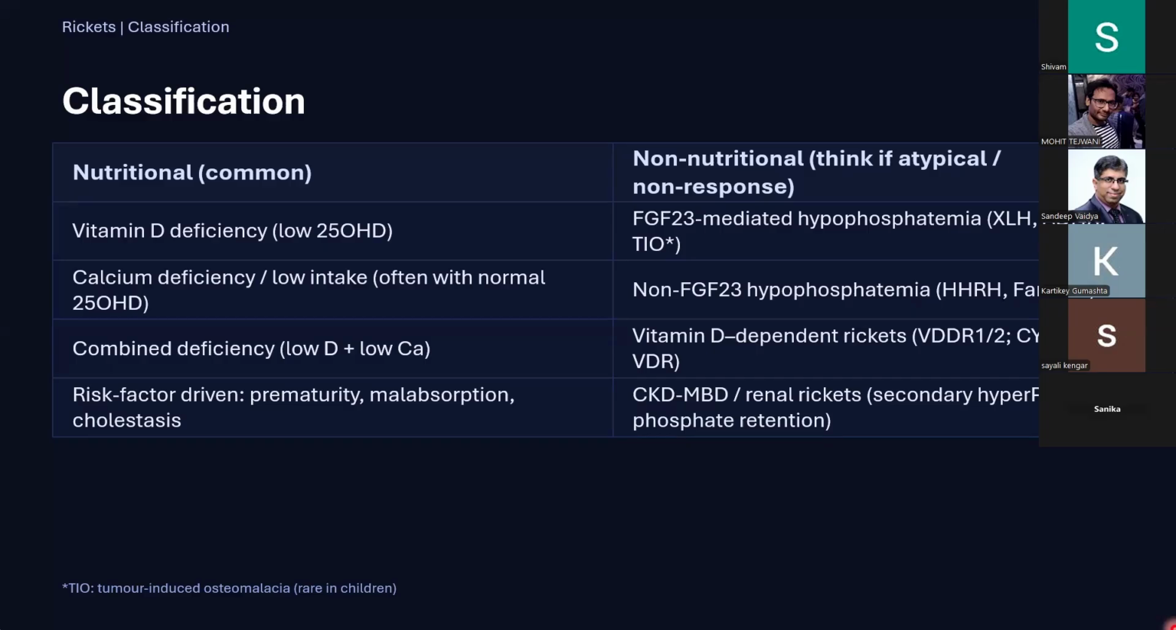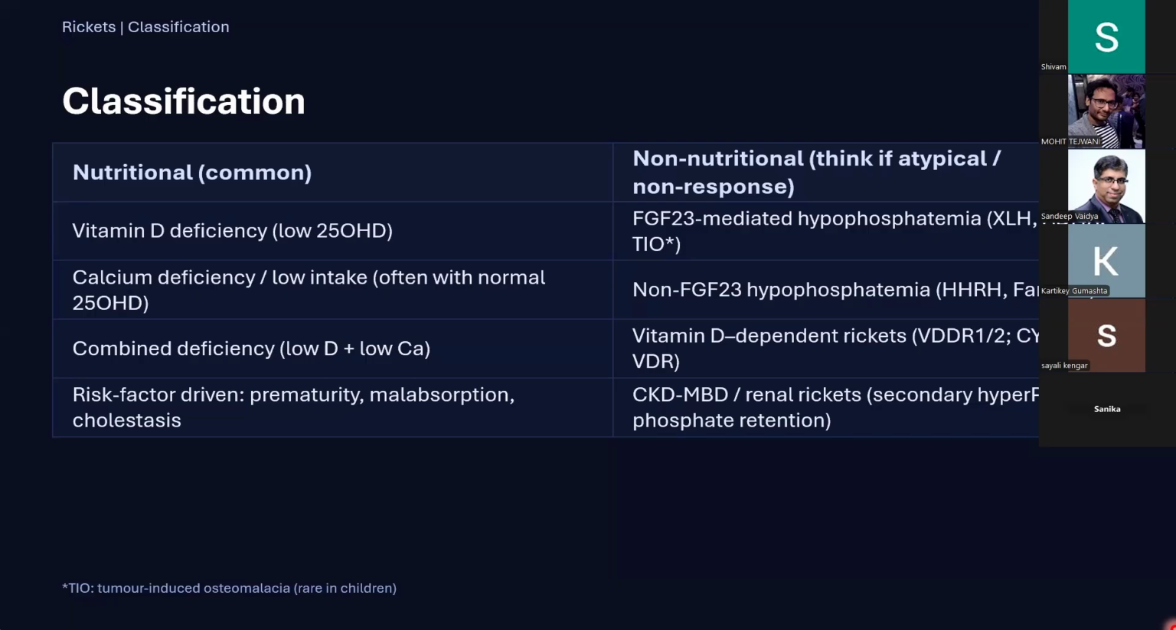If the rickets is atypical or non-responsive to vitamin D treatment, then we think about non-nutritional rickets. The following are the non-nutritional types: FGF-mediated hypophosphatemia, amongst which are X-linked hypophosphatemia, autosomal dominant hypophosphatemic rickets, and TIO, which is tumor-induced osteomalacia.